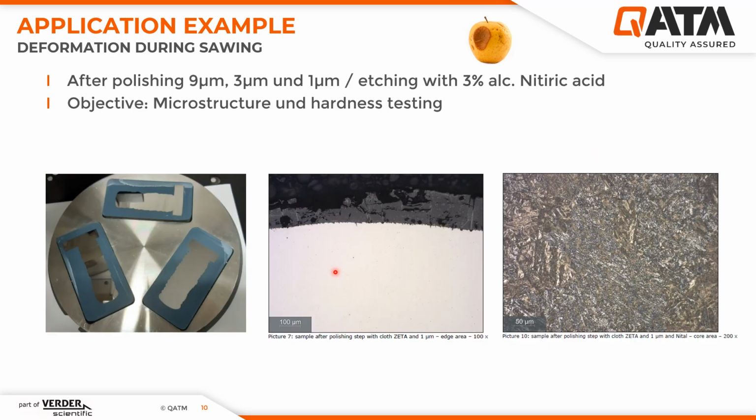After polishing in the polishing steps of 9 micron, 3 micron, and 1 micrometer, etching was performed with 3% alcoholic nitric acid. Here the objective is to investigate the microstructure and do the hardness testing. As you can see in the middle of the page, the microstructure before the etching and also the oxide layer on the edge of the sample can be seen. And on the right side, you can see the martensite microstructure after etching.